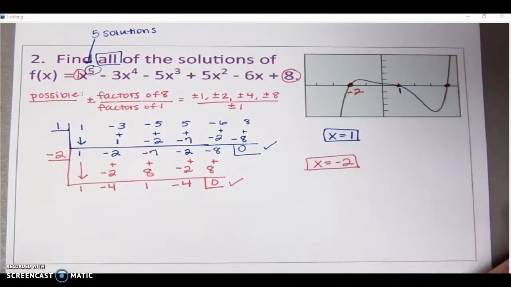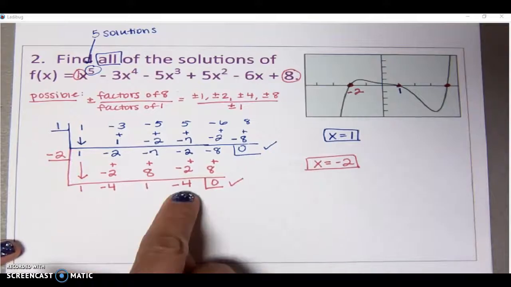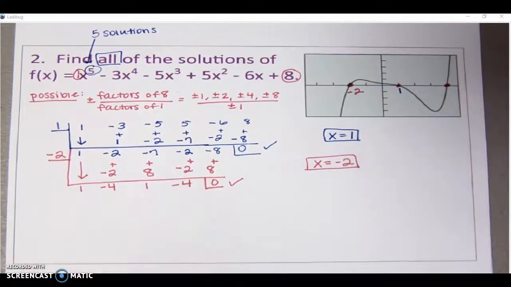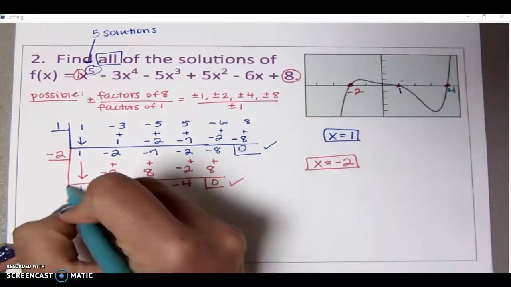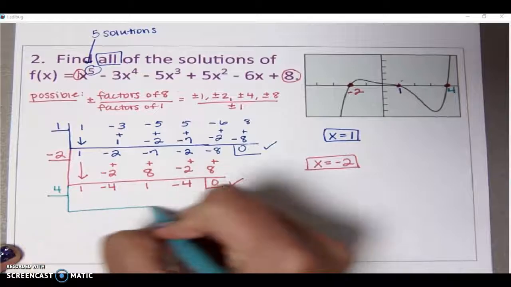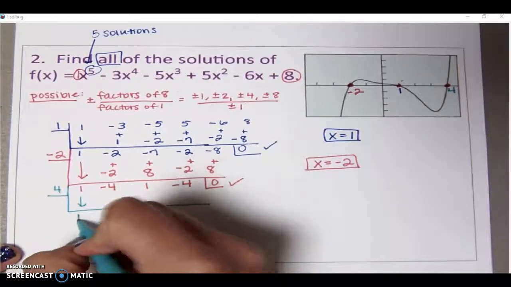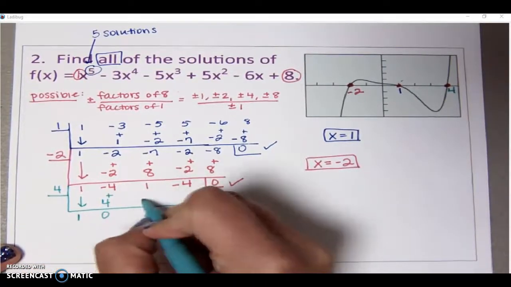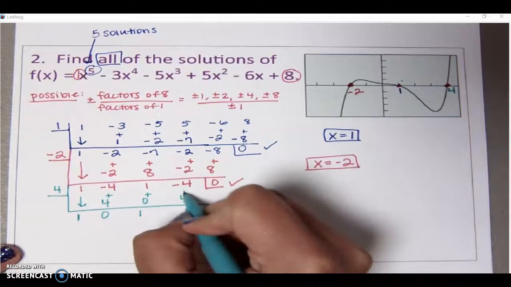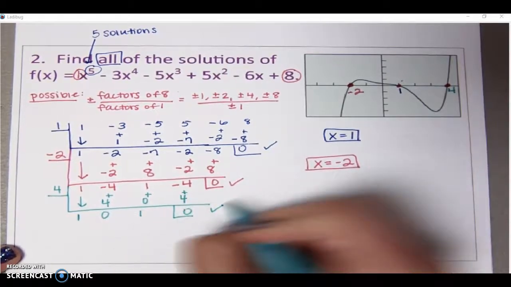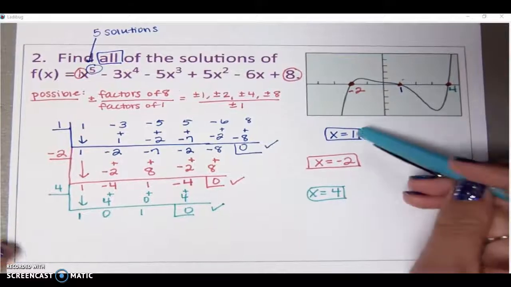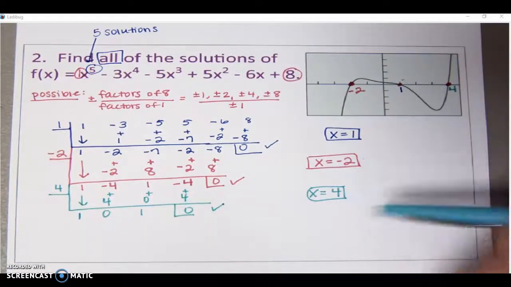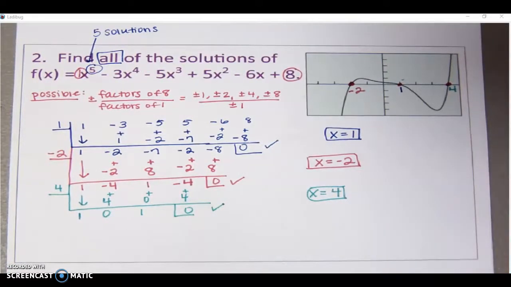So remember, we're going to have 5 solutions here. We need to get this down to a quadratic, so we need to only have 3 numbers here. So then I'm going to use my graph again, and it looks like 4 here. It's going to be another one. So let's try out 4 and make sure it has a remainder of 0. And it does have a remainder of 0, so x equals 4 is another solution. So this just confirms that those solutions from the graph are solutions, and they work.